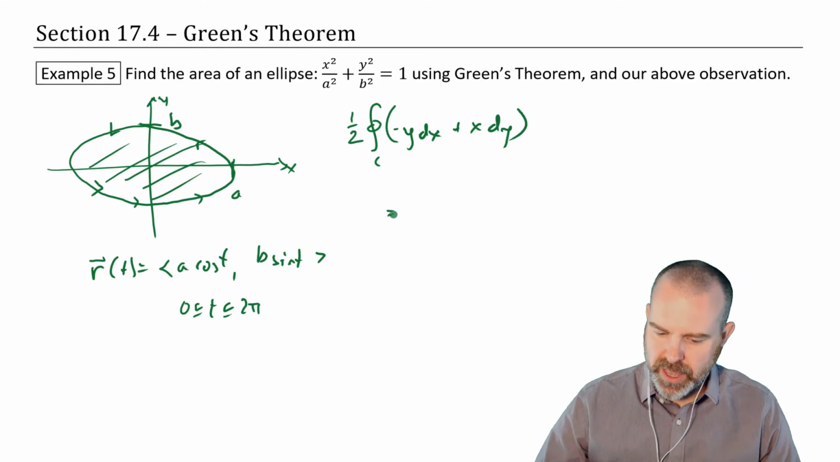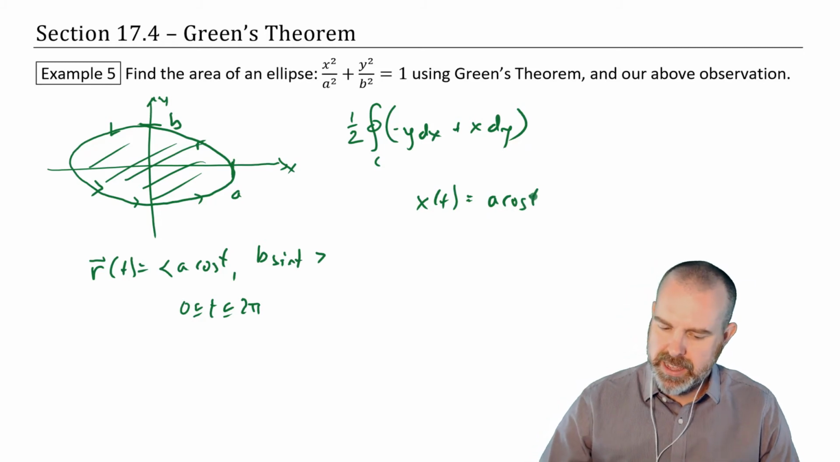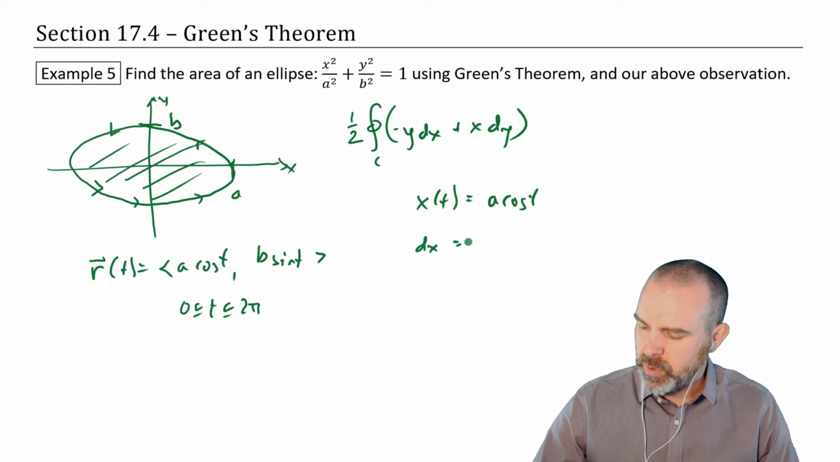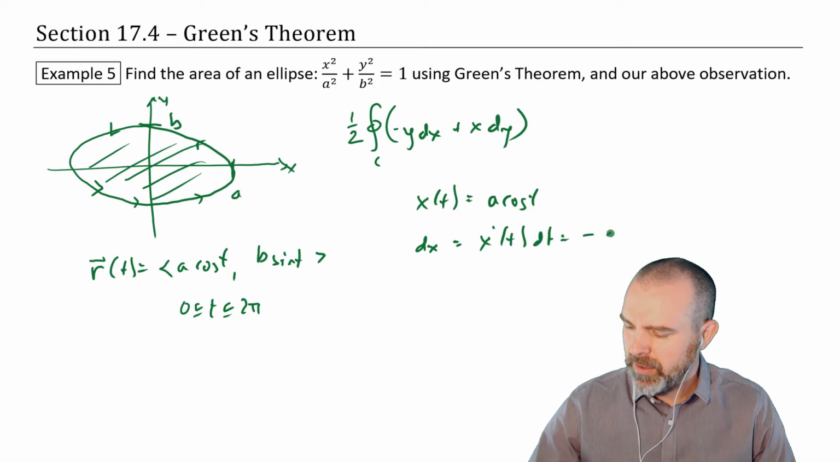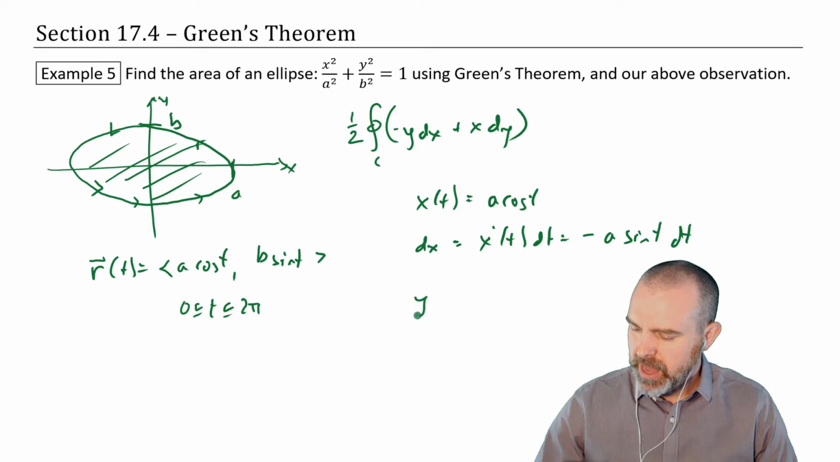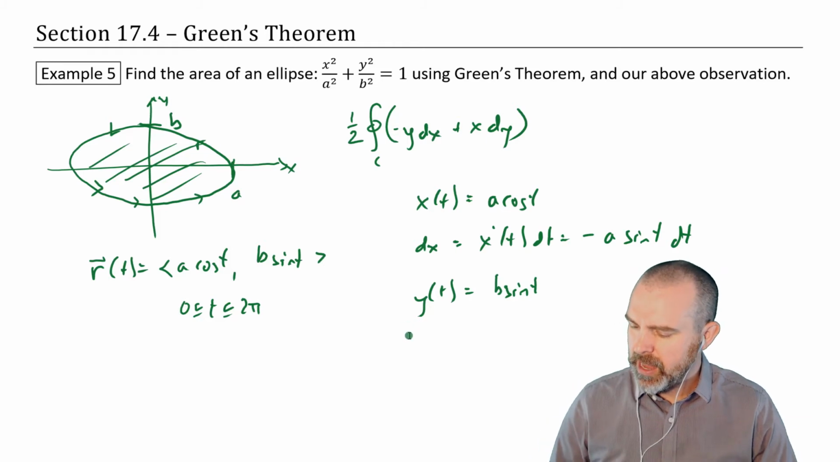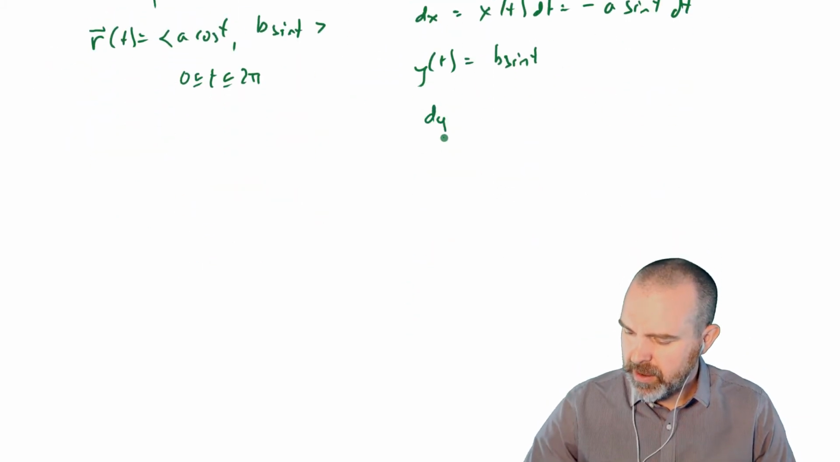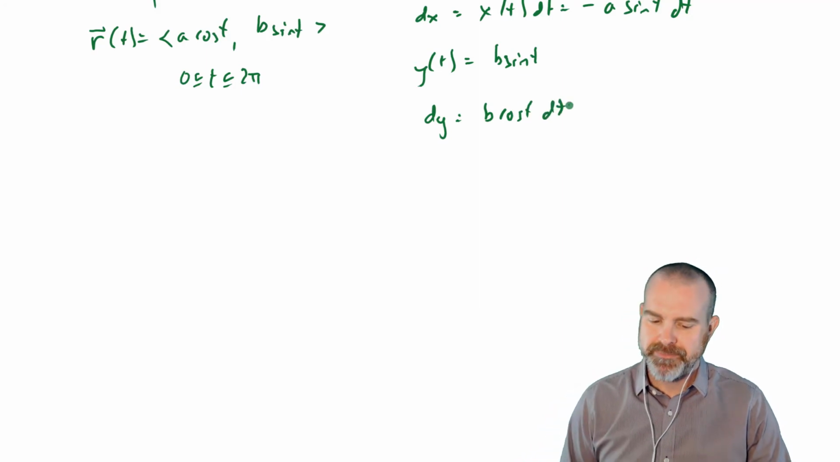Okay, so let's take a look here. If x of t is a cosine t, then dx will be x prime of t dt, which will be negative a sine t dt. And similarly, if y of t is b sine t, then dy will be b cosine of t dt.